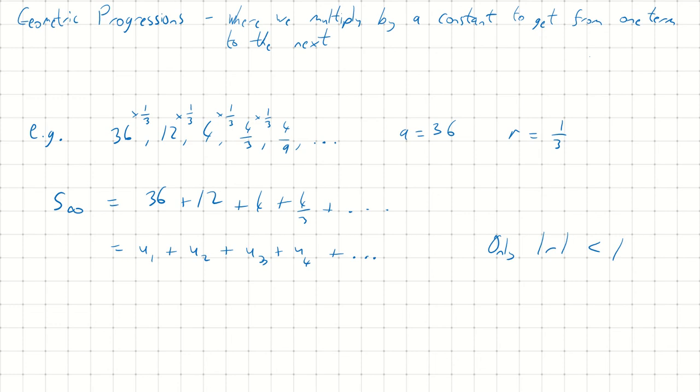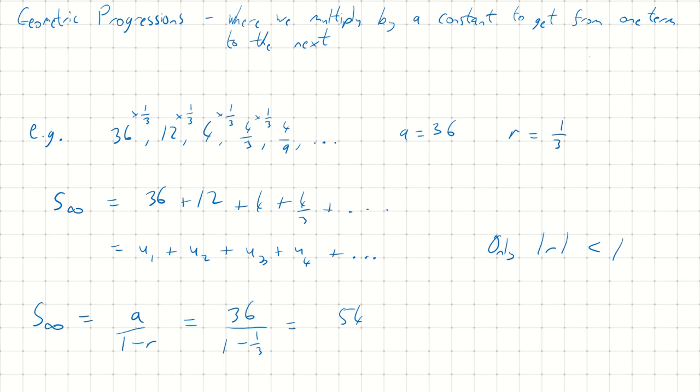And the formula for this sum to infinity is very straightforward. It's just a over 1 minus r. So in this example, it's 36 over 1 minus 1/3, which is, I think, 54. So if we added all the terms in the sequence, they would never get any higher than 54. Indeed, they would approach 54 infinitely closely.